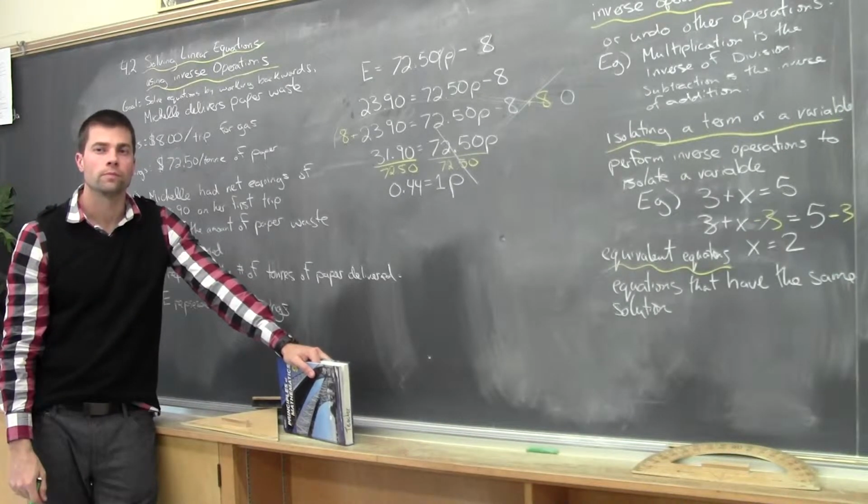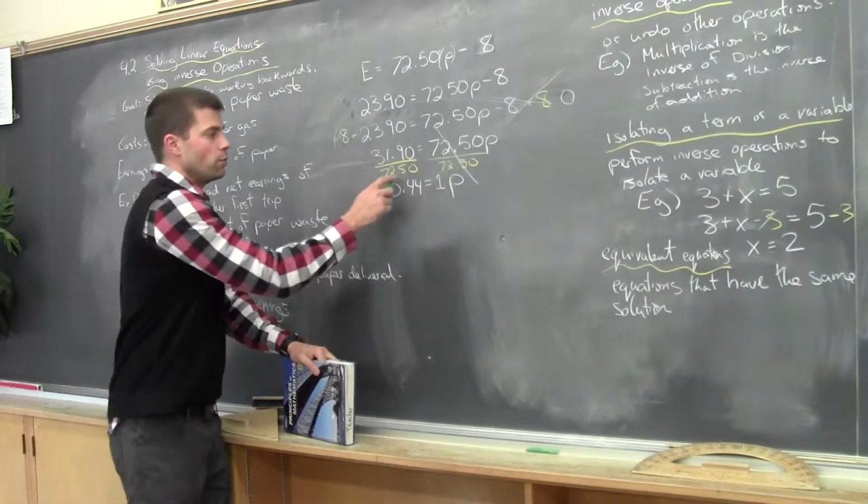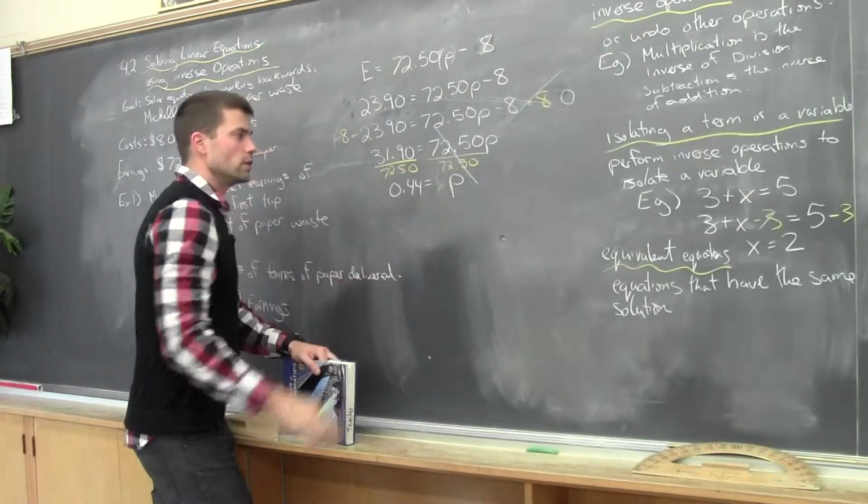Do we need to show how we add 8 plus 8 to 28 and 90? Do we have to show that step? No. Alright, so that leaves me with 0.44 is equal to 1p. We don't need to put that 1 there, is equal to p.